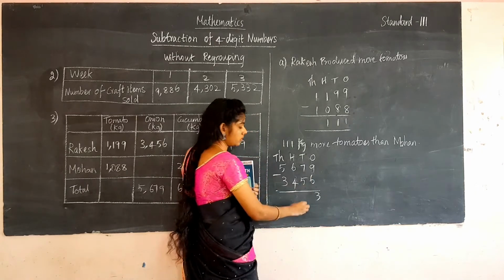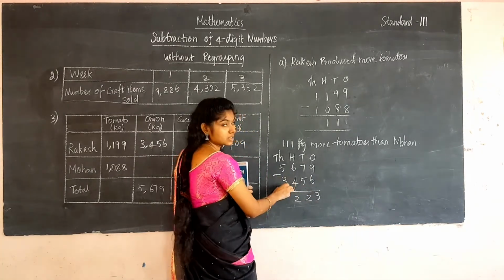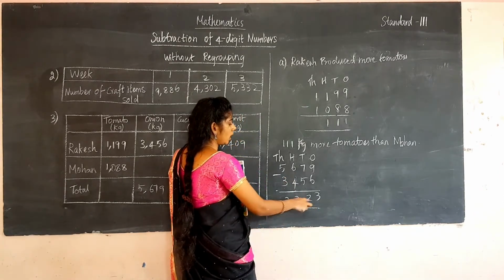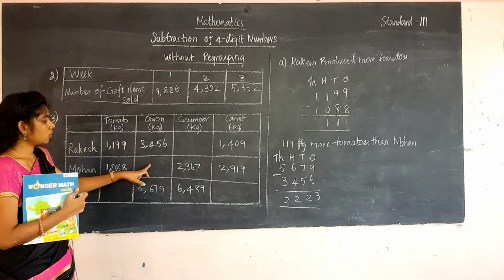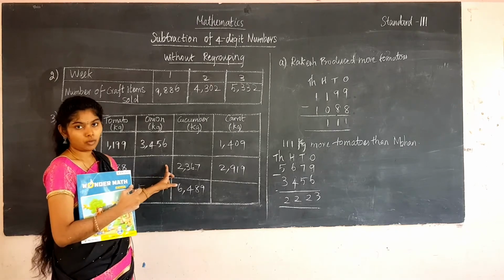7 minus 5 is 2. 6 minus 4 is 2. 5 minus 3 is 2. So now you got the answer, 2223 kg. So you will write the answer as 2,223. Give the comma between hundreds and thousands for the 4-digit number.